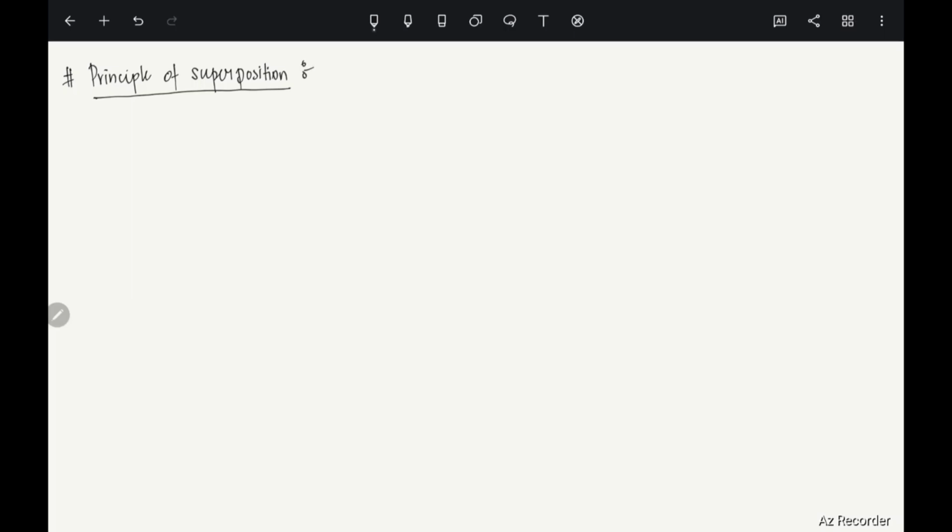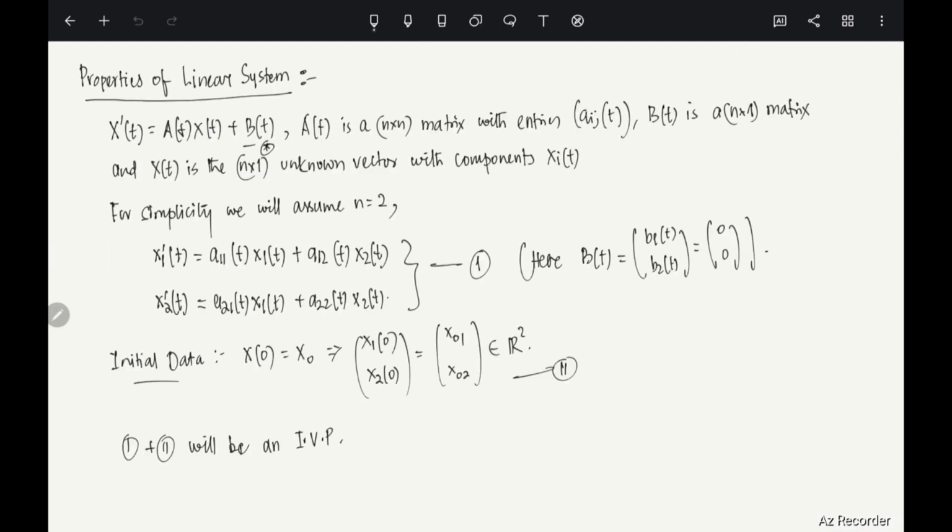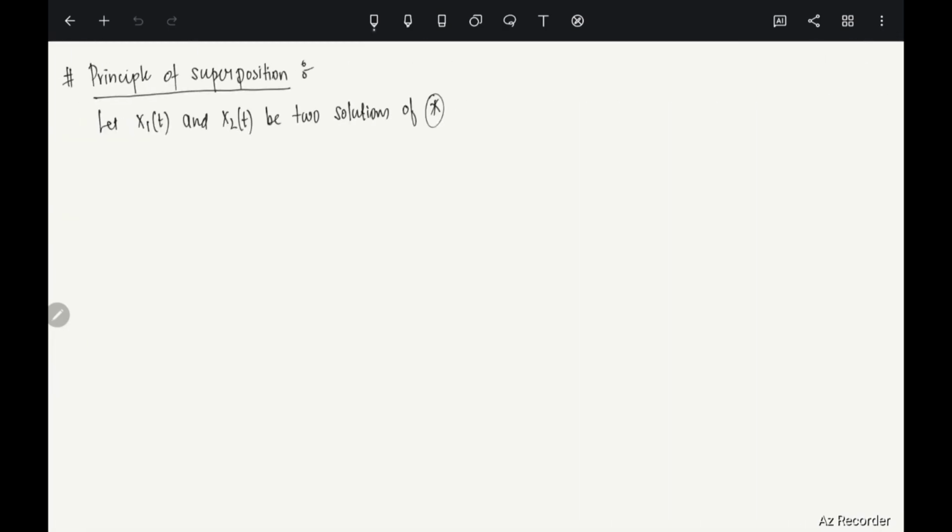So basically what this says is, let capital X1 of t and capital X2 of t be two solutions of star. I am starting out with the first equation. So if they are the two solutions, now let's look at this. See what happens. X1 prime of t is nothing but A of t X1 of t plus b of t, right?